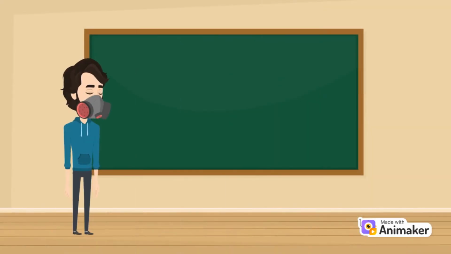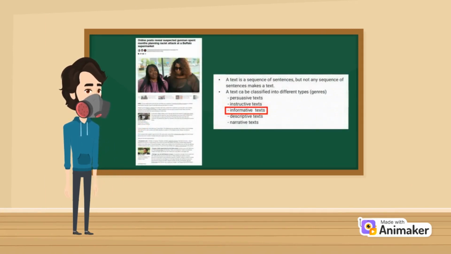So, what kind of genre does such an article belong to? The article shown here clearly belongs to the informative genre, as it seeks to inform us, the readers, specifically about the background and track record of the man behind the Buffalo Market shooting.